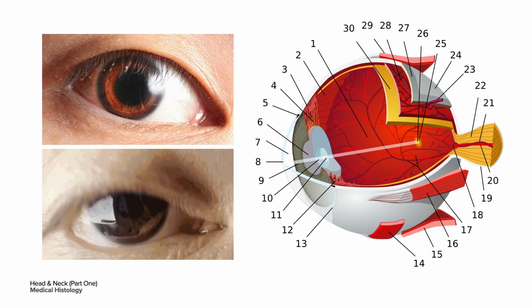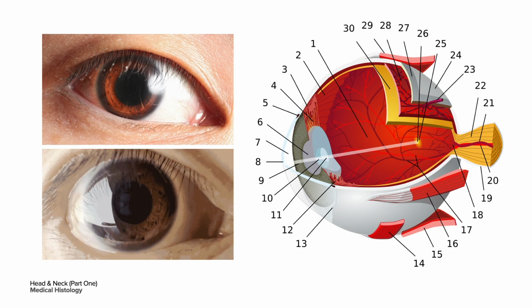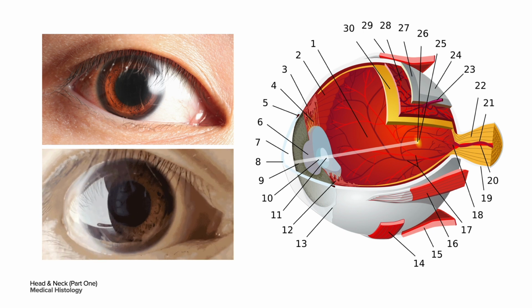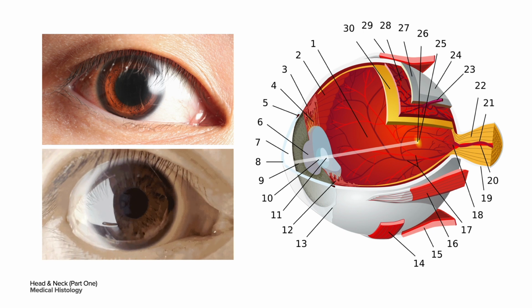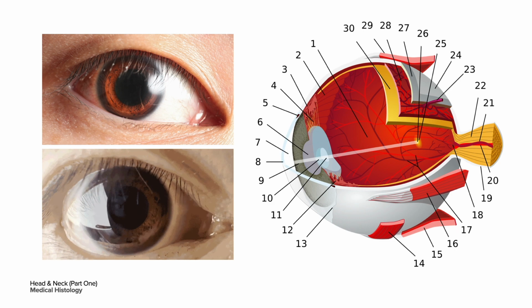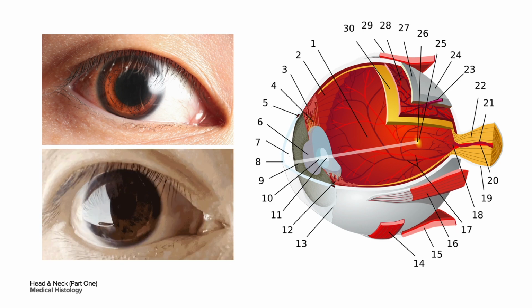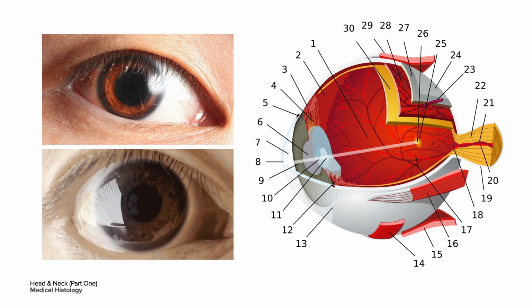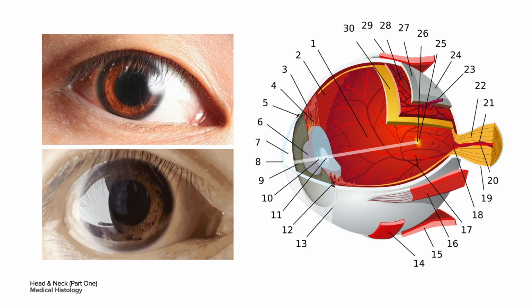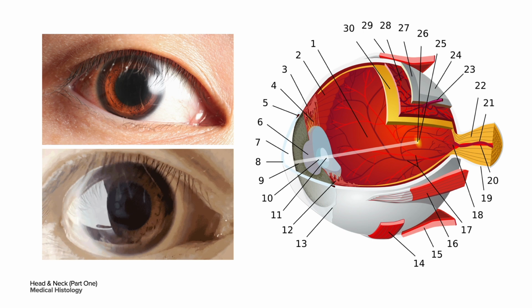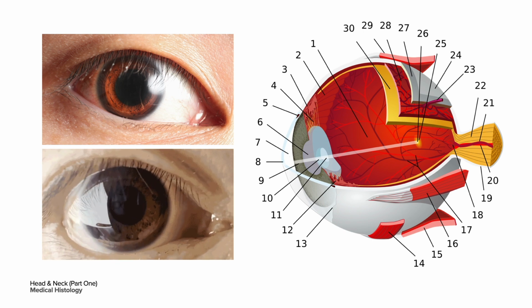Number 1, we have your vitreous body. Your number 2, ora serrata. 3, ciliary muscles. Your 4, the ciliary zonules. Your 5, the Schlemm's canal. Number 6, pupil. Number 7, your anterior chamber. Your 8, the cornea. Number 9 is your iris. Your 10 is lens cortex. 11, lens nucleus. The 12 is your ciliary process.